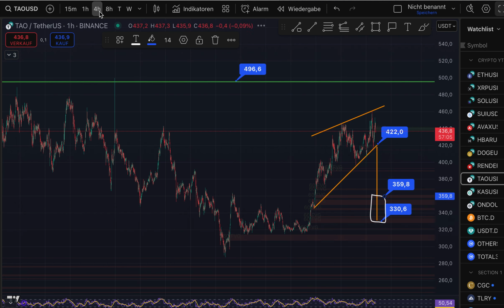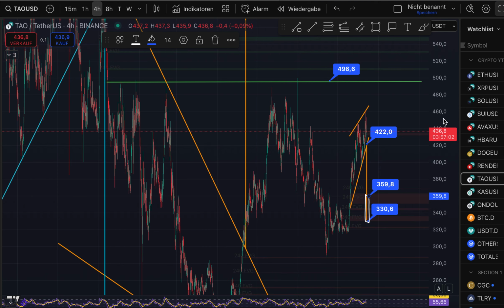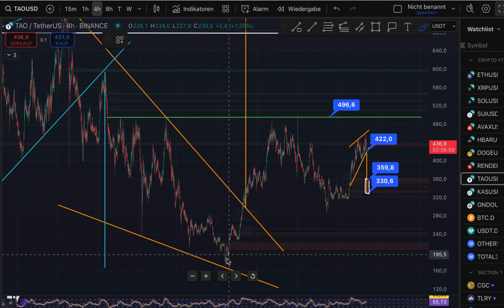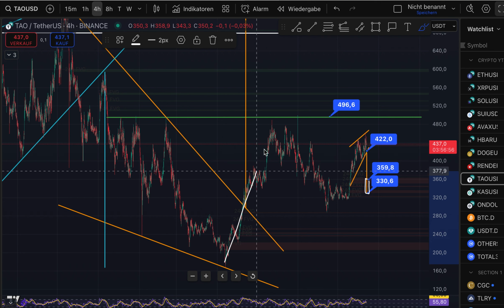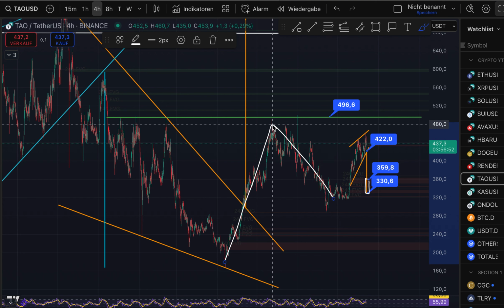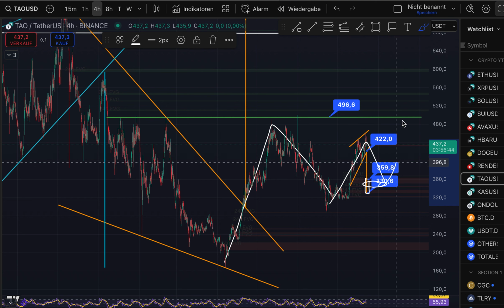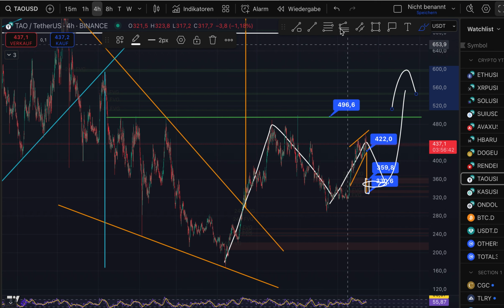I just think that we have some kind of price movement to the upside with corrections, and you already see it. The correction here is also big. Then we get another push, another correction, which is just going to be a higher low, and afterwards a nice push.